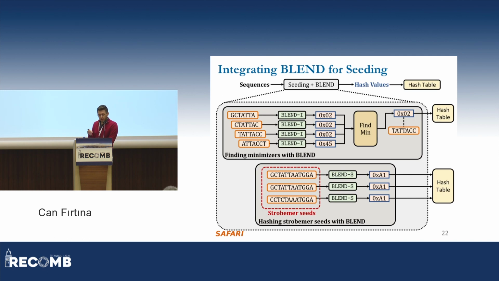So we are aware that the blend can be integrated to any seeding mechanism, but in our work, we integrated with minimizers. So for the k-mers that we extract from windows, we use Blend I to generate their hash values, and then we find the minimum from them. Or like we also use stubmers. We calculate their hash values using Blend S.